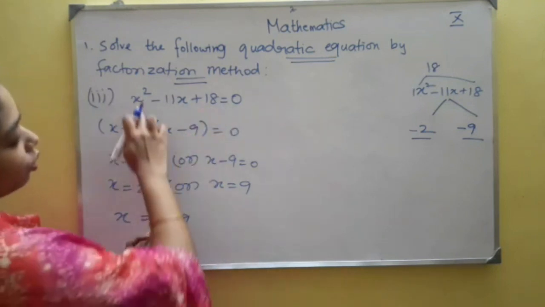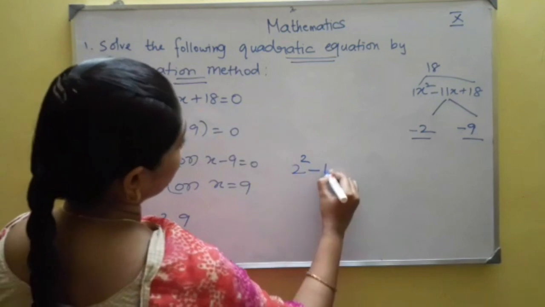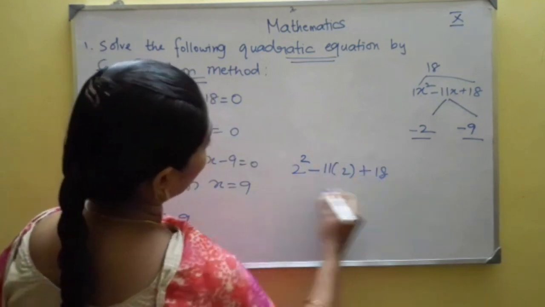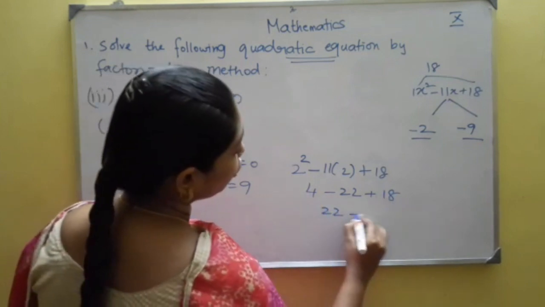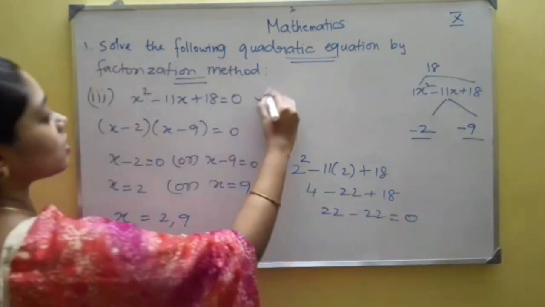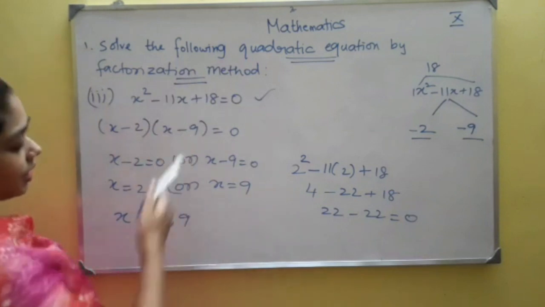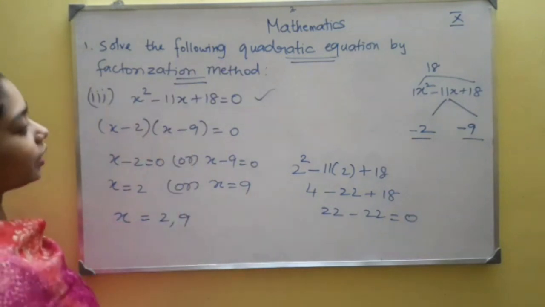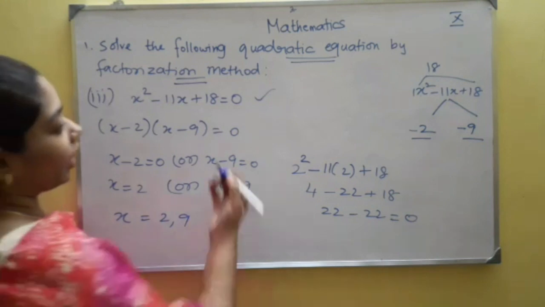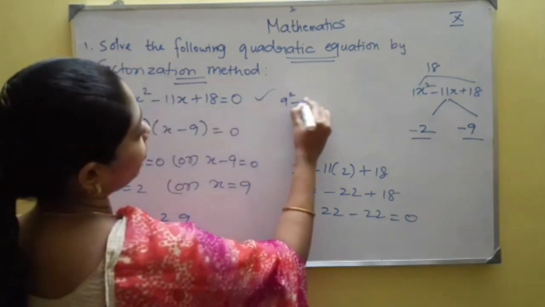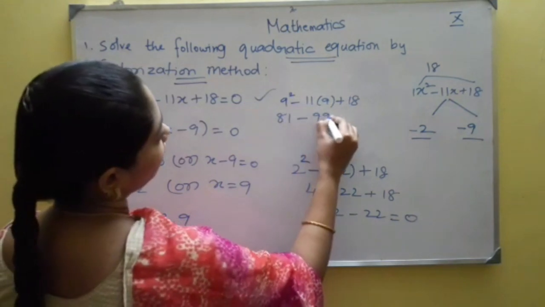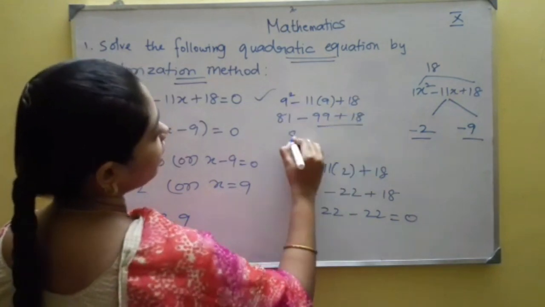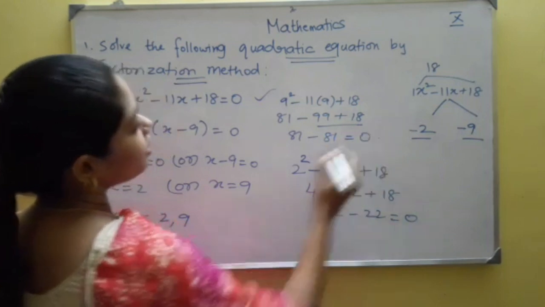Substitute x equal to 2 here. What will you get? 2 square minus 11 into 2 plus 18. 2 square is 4 minus 22 plus 18. Now 18 plus 4 is 22, minus 22 equal to 0. So this quadratic equation is satisfied when x attains the value 2. Suppose x attains the value 9, what will you get? 9 square minus 11 into 9 plus 18. 9 square is 81 minus 99 plus 18. So 81 minus 81 gives you 0.